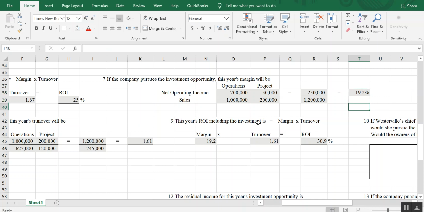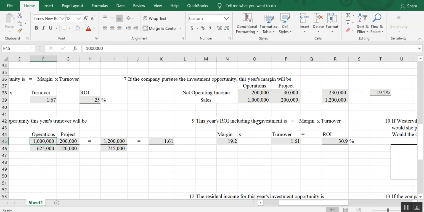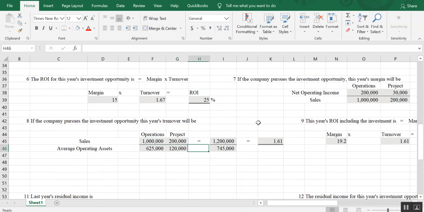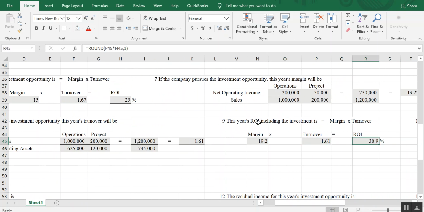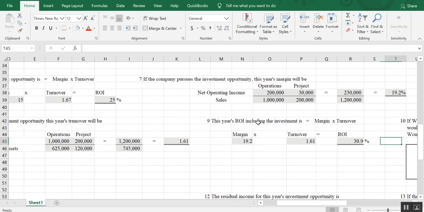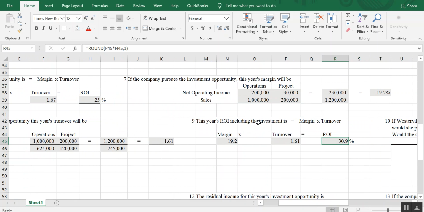Then for the turnover, because we've added those numbers together for sales and average operating assets, we get 1.61 rounded. And again, I would round all decimals to 2 places. That's a pretty standard use. So now we're using the 2 rounded numbers, and I round this number off to 1 decimal, and it's 30.9%. All right, so that's number 9.